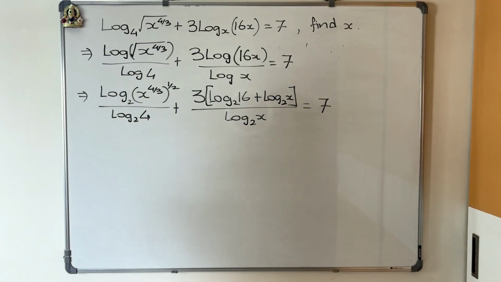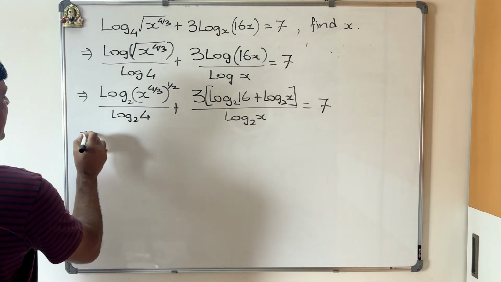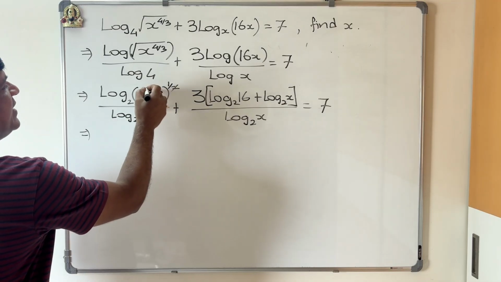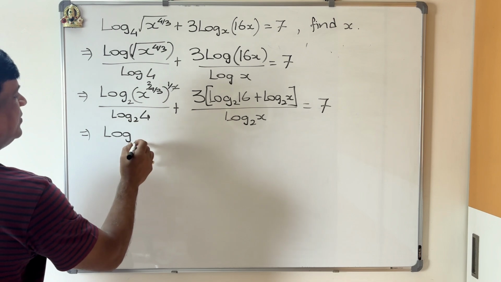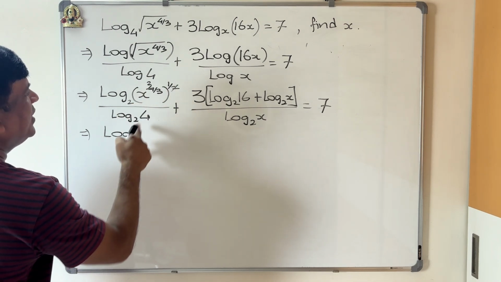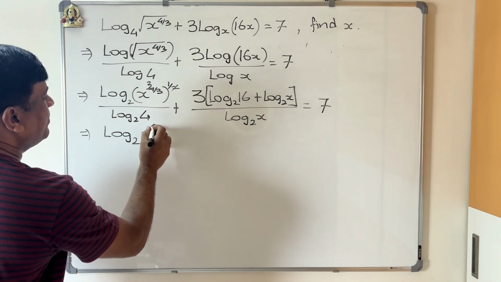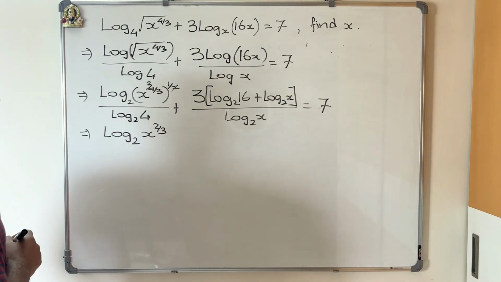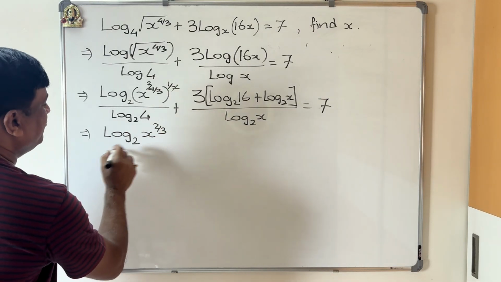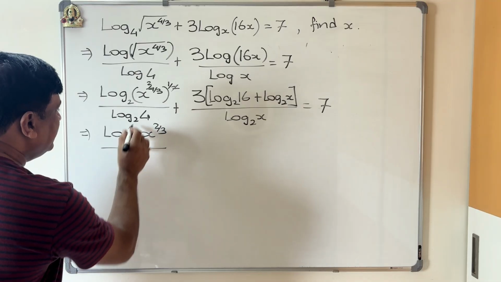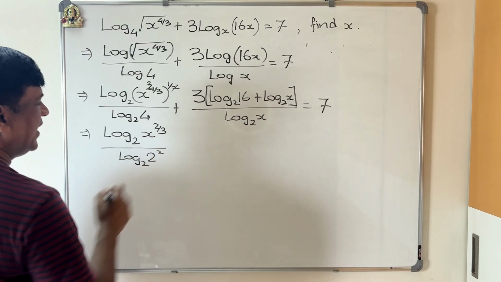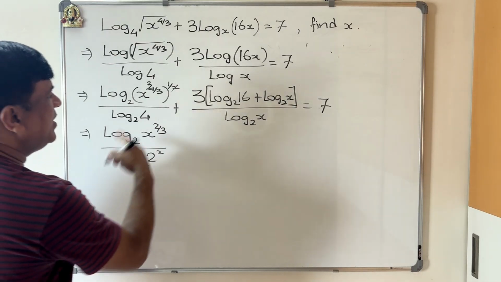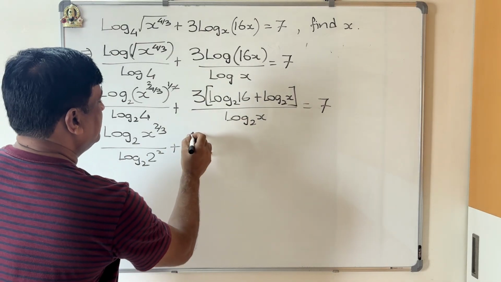Now let's go ahead and simplify it further. What do we get here? If you look at it, can I cancel this? So this becomes log of base 2 x to the power 2 by 3. And this becomes, I can write it as log of 2 square. Okay, good. Now move forward. What will I do?